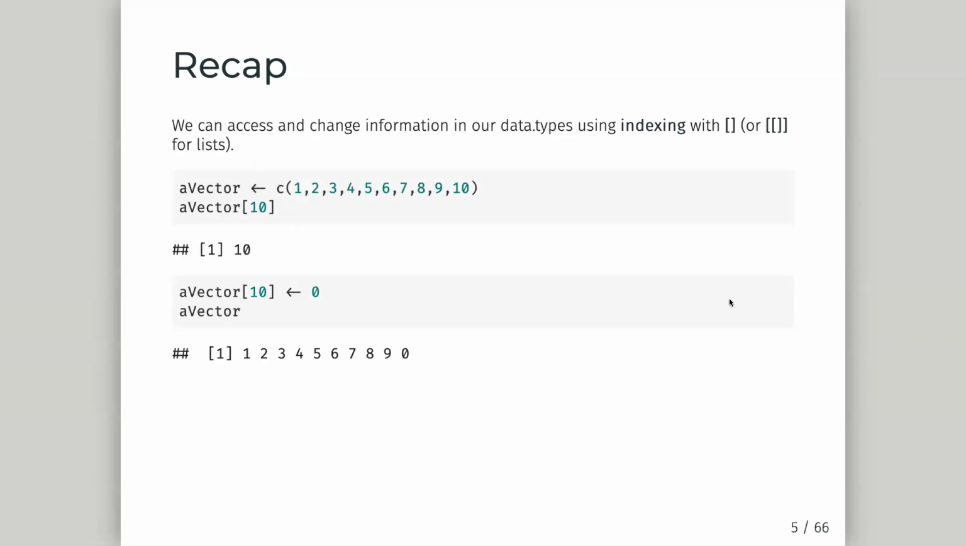So just to remind us, we can do indexing using the square brackets. We use parentheses, round brackets, to create functions. So here we used it in c. But if I want to get the 10th value out, I use square brackets and I put 10 and it gives me the 10th value. If I want to assign a value to the 10th one, I can just do the same thing, but now I'm going to assign using the assign operator, and I'll put 0, and then my 10th value is replaced with 0.